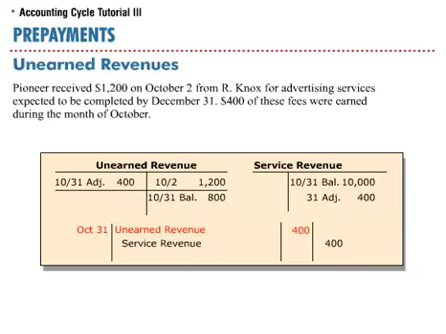Pioneer received $1,200 on October 2nd from R. Knox for advertising services expected to be completed by December 31st. $400 of these fees were earned during the month of October. The adjusting entry requires a debit to unearned revenue and a credit to service revenue.